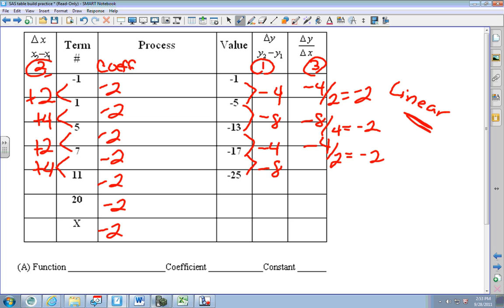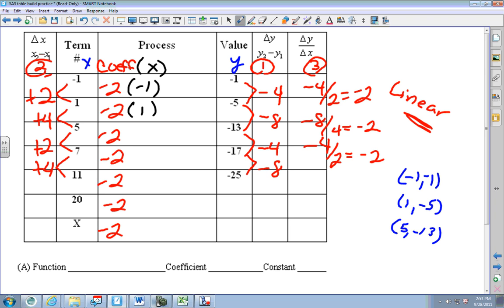Now some people say, what do you mean it's going to make a line? Well, I want to remind you of something. This is the x, this is the y. So another way that I could write this is that I have negative 1, 1, negative 5, 5, negative 13. See, these are all ordered pairs that are in here. I just split them up in a table. So next, I'm going to put my x in there. So I've got negative 1, 1, 5, 7, 11, 20, and x.